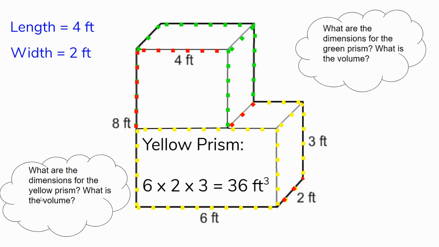We're going to have to do 8 minus 3 to get the height of the green one. So the height is 5 feet. And that should make sense because if the yellow one's 3 and the green one's 5, 3 plus 5 gives us that total side length of 8 on the left. So those are our 3 dimensions. Now that we have them, we can figure out the volume. What is the volume of the green prism?